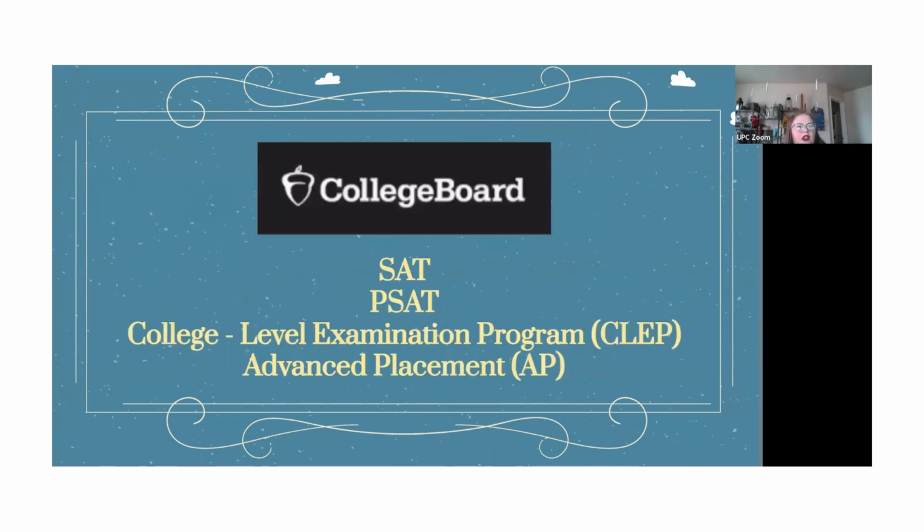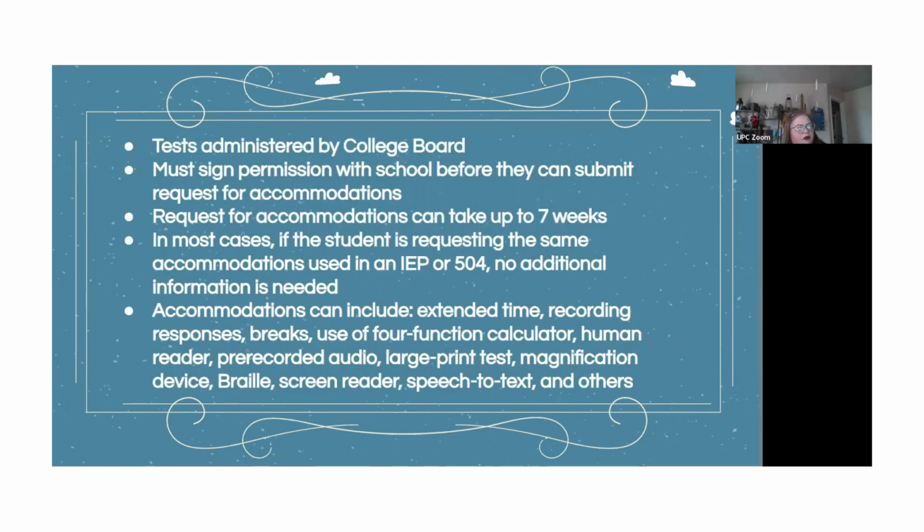So now we're going to talk about the College Board. The College Board administers several different tests, including the SAT, the PSAT, the College Level Examination Program, otherwise known as the CLEP test, and then Advanced Placement Tests, AP tests. So the College Board administers all of these tests. And the good news is that if your child is taking both the SAT and an advanced placement class and wants to CLEP another class for college, the accommodations all come from the same place. So you don't have to reapply in multiple locations.